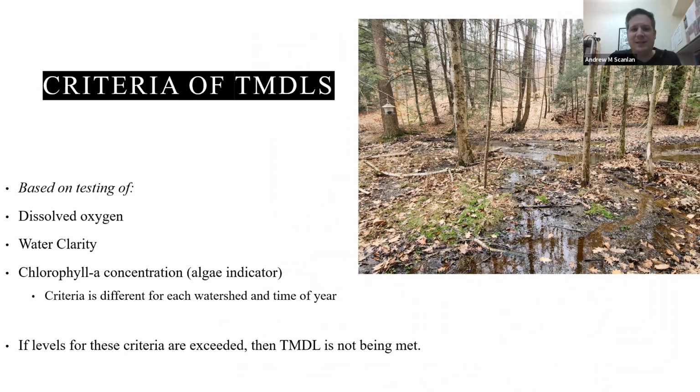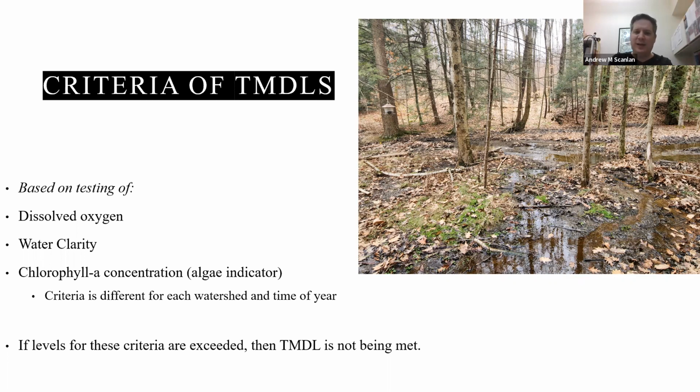So what is the criteria for basing these TMDLs? EPA and government agencies looked at how big the watershed was and how large the rivers are, and they do testing off a couple of different types of criteria. So they look at dissolved oxygen. What is the dissolved oxygen of this particular stream or river when it's relatively healthy? Also water clarity. What is the natural water clarity of a stream within this watershed that's not impacted?